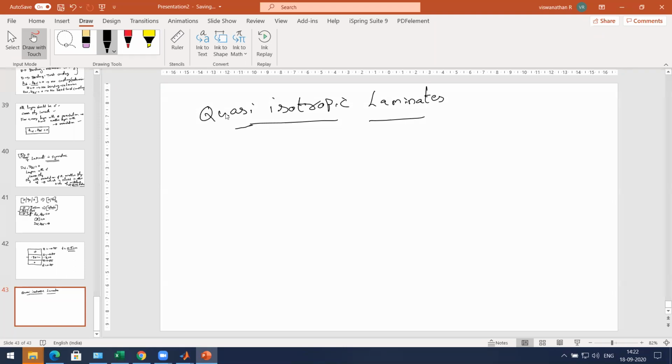What do you mean by quasi? What is the meaning of this term? Quasi means infinitely small. Infinitely small. Any other meaning? It will be having isotropic property. Only one, sir. All the elements contained in one plane or quasi-isotropic process. Okay.